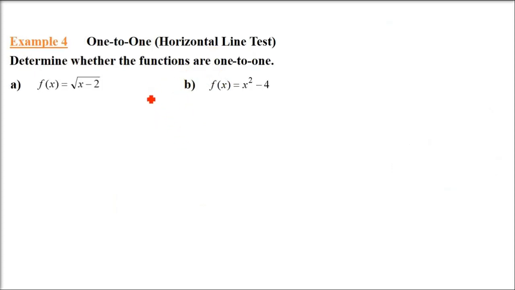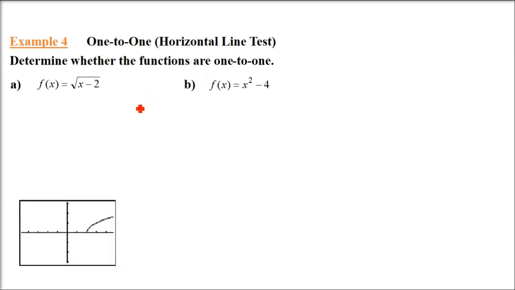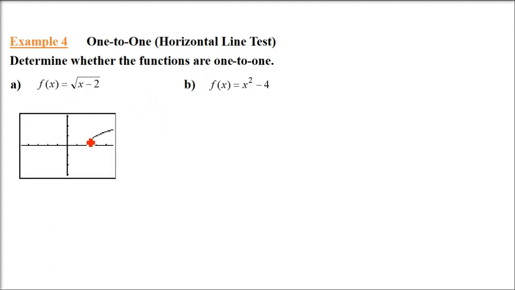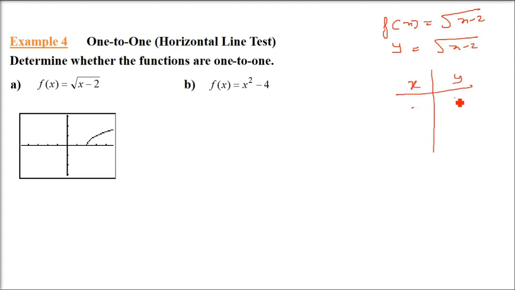One-to-one is the horizontal line test. So in order to find out the inverse, first we have to check whether it is one-to-one. So how to find out one-to-one? See, f(x) is equal to under root x minus 2. So y will be equal to under root x minus 2. Now we'll make a table. I'm not making it, I'm just telling you how to do this. You have to graph the function. You have to plot these x, y values and a freehand flowing graph you can make.